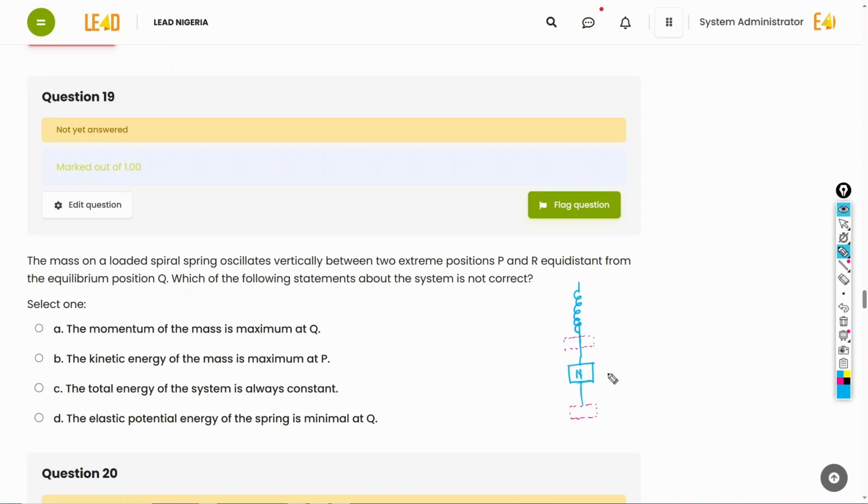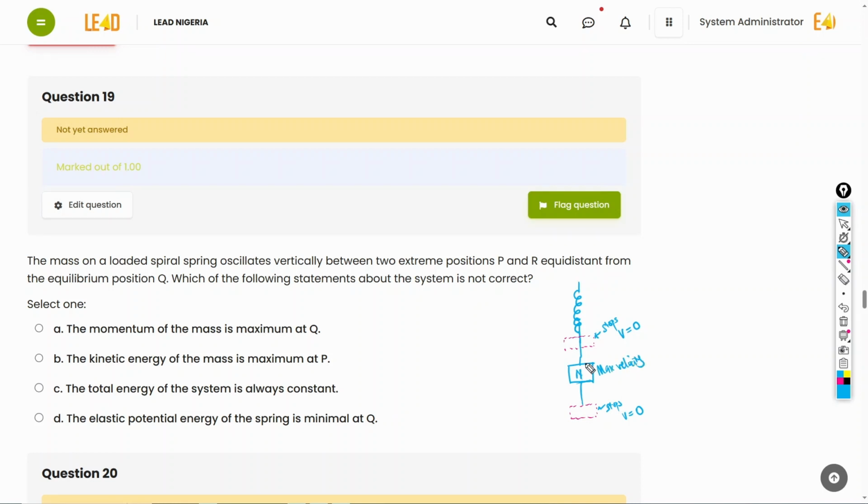So what happens is that when it moves up, at this point it stops, then starts coming down. At the point of maximum displacement, it stops, and at this point your velocity is 0. Same thing here, it stops and then it starts moving back up. So at this point your velocity is also what? 0. But at this point here, it has maximum velocity.